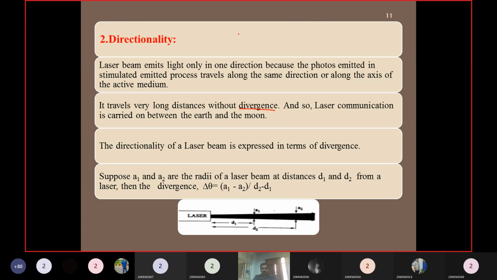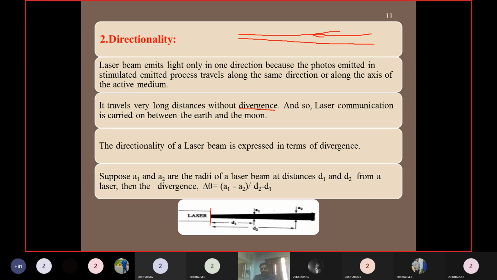See here, I am drawing. Suppose one light is traveling like this, laser light, and another photon also here. With increasing distance, the spreading is very small, not much. Here is the graph: with increasing distance, the spreading is very less. This is the laser source, and from the source to here is distance D1.